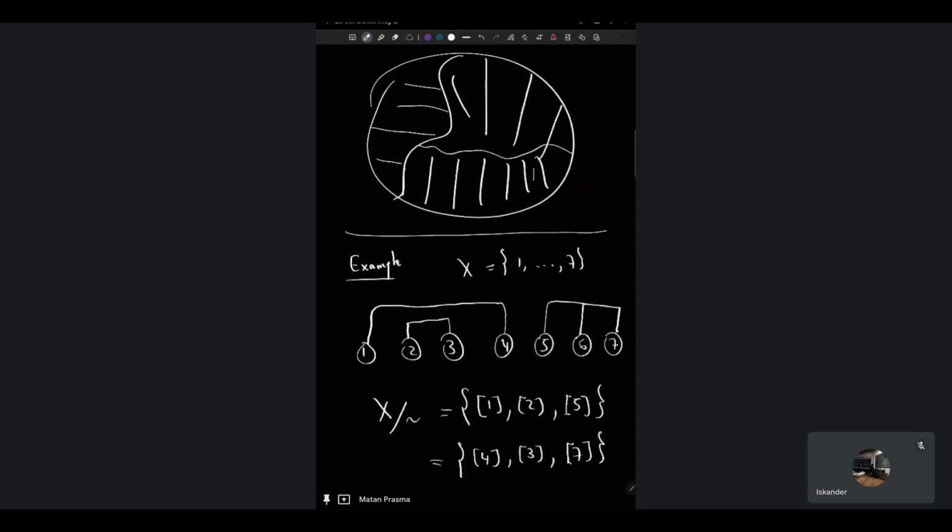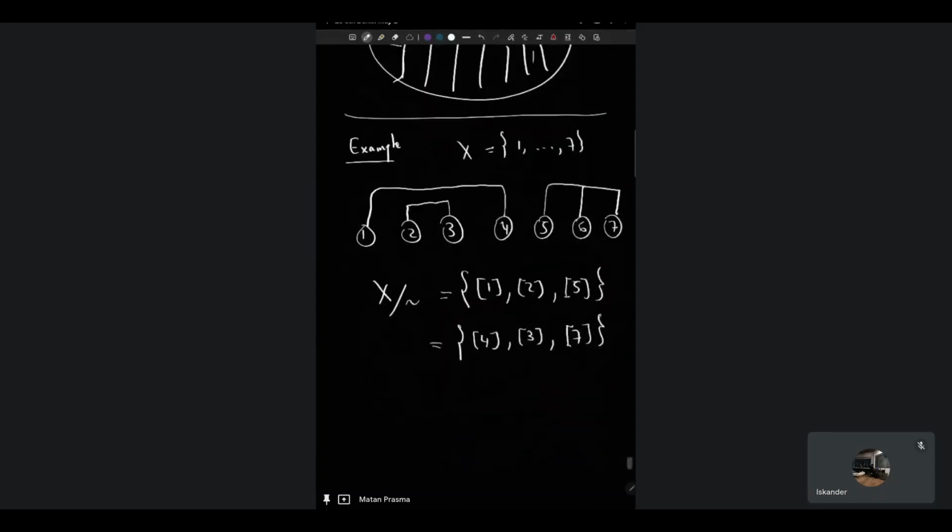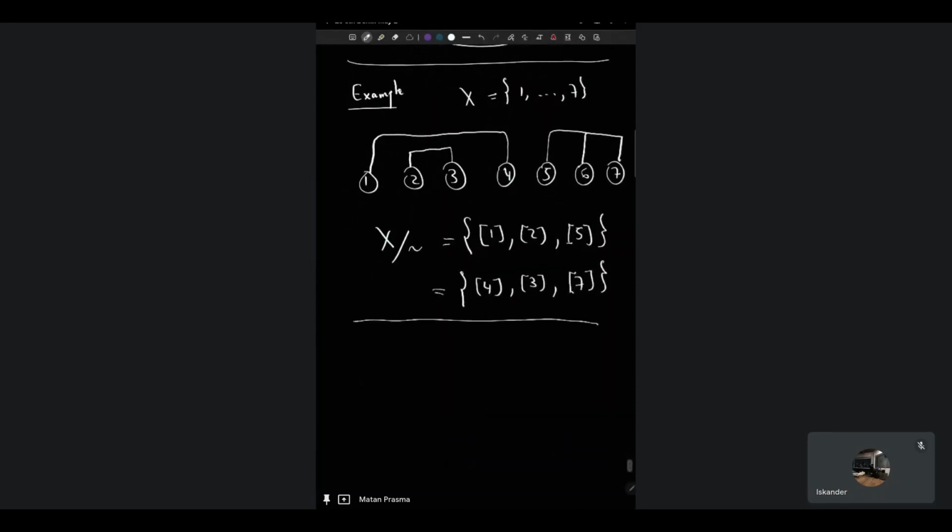Now, going back to this foundational question of how to define the integers and the rational numbers given the definition of the natural numbers. So this is the main example.